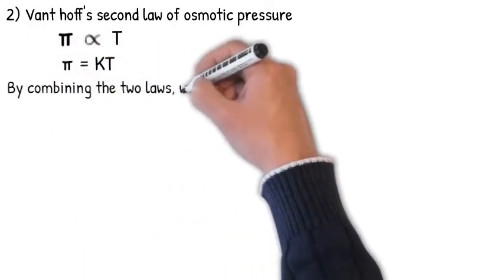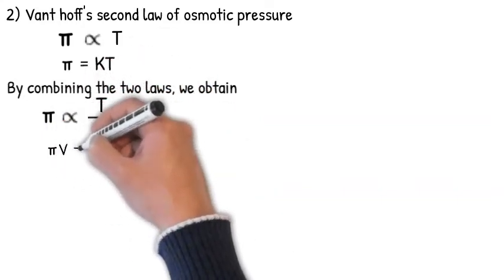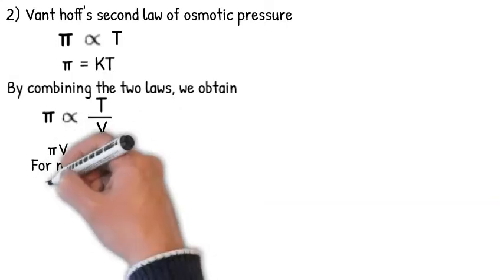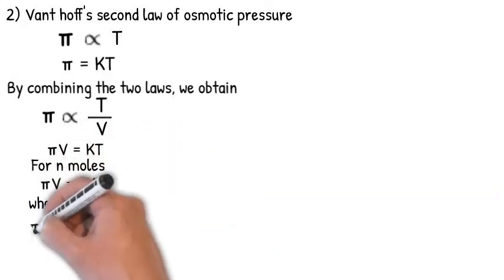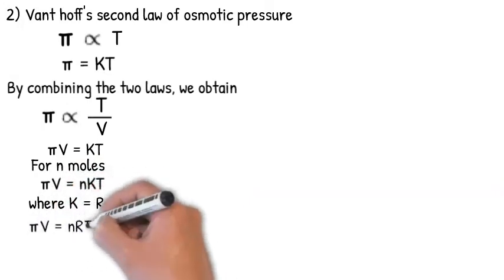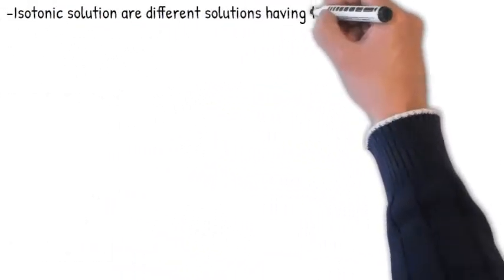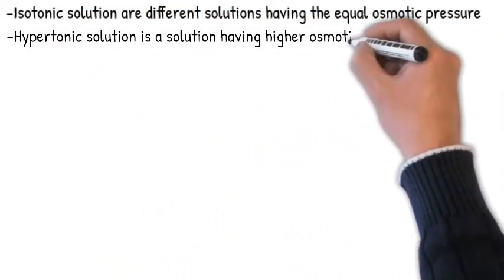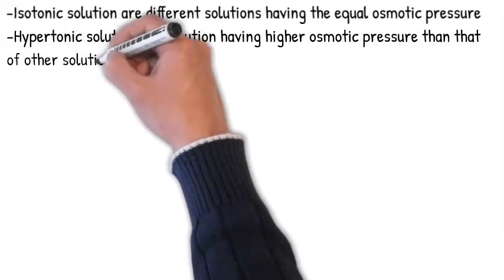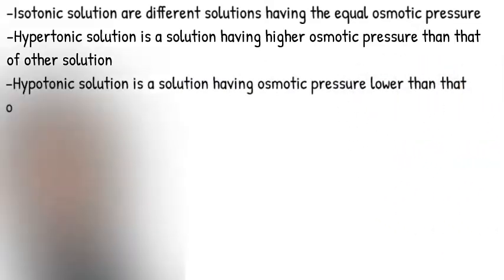By combining the two laws, we obtain osmotic pressure is directly proportional to T divided by V. Osmotic pressure times V equals KT. For n moles, osmotic pressure times V equals nKT, where K equals R. Then osmotic pressure times V equals nRT. This is the Van't Hoff equation for dilute solution. Isotonic solutions are different solutions having equal osmotic pressure. Hypertonic solution is a solution having higher osmotic pressure than that of another solution. Hypotonic solution is a solution having osmotic pressure lower than that of another solution.